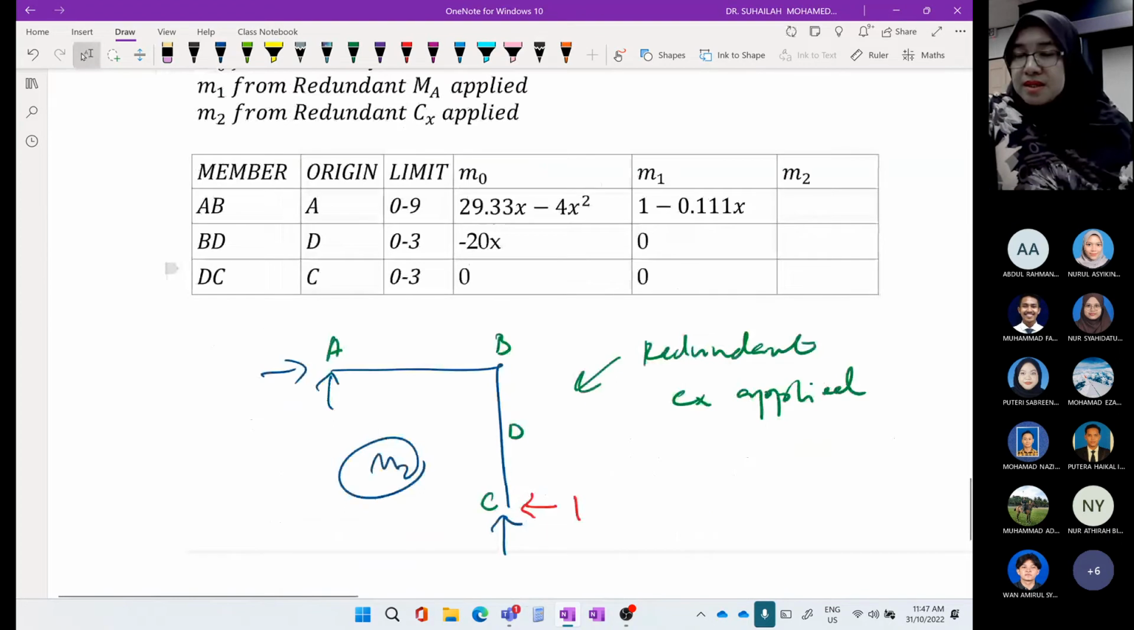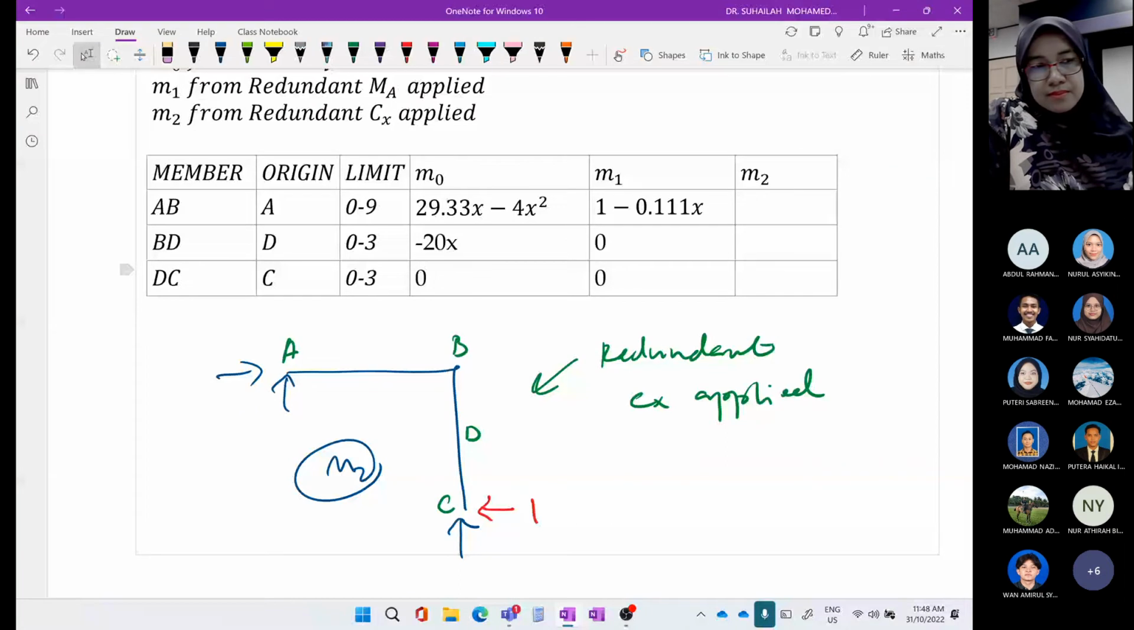Those online, do you understand this? Yes, madam, understood. Okay, for the next 1 hour, we will look at support settlement effect. We have covered 1 redundant, 2 redundants, beam and frame. After this we will see how to solve problems when the structure has support settlement.